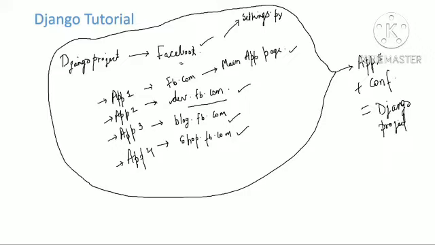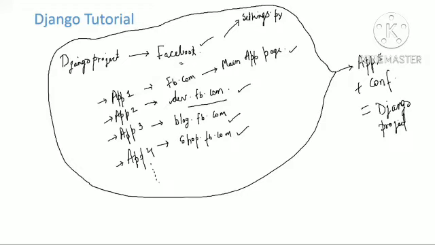So these are the 4 apps. We might have even more apps. A project can have multiple apps. So this is how a Django project and Django app work. But this is just theory. I now want to go to Visual Studio Code, show you some code, and create a few apps so that you can see all these things in action.